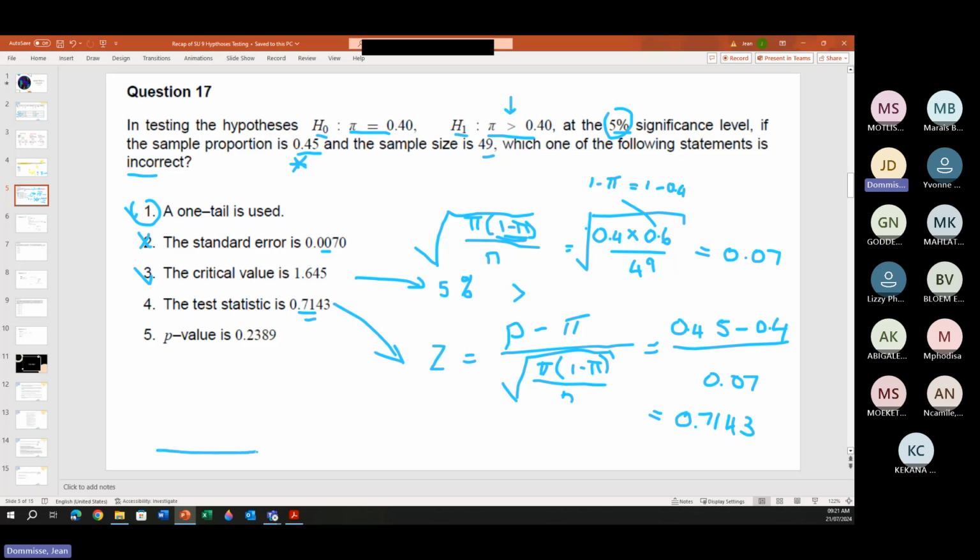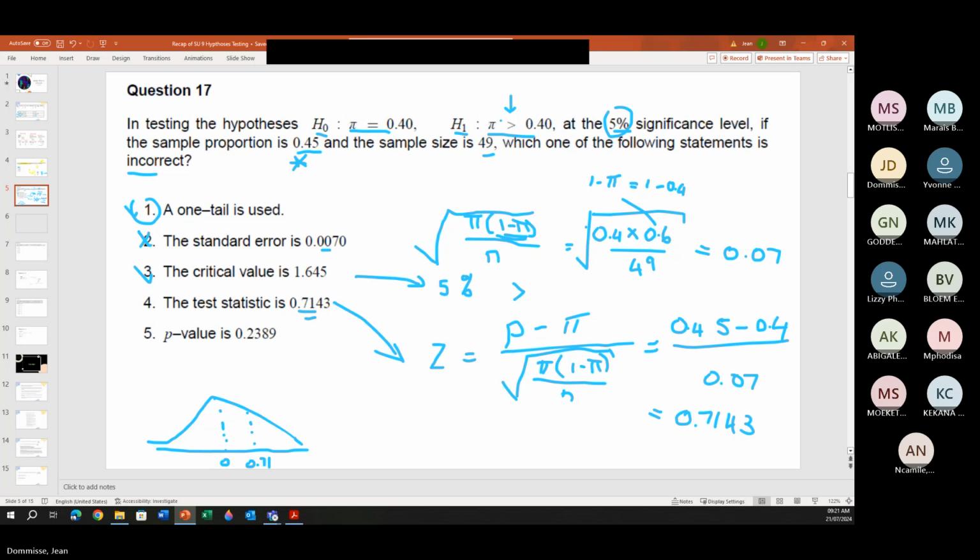Okay, now they want us to work out what the probability is with that test statistic. So remember, here they told us it's bigger, and we will round it off so that we can use the table. So 0.71. Remember bigger. So we need to work out what this area here is, which will be the p-value.